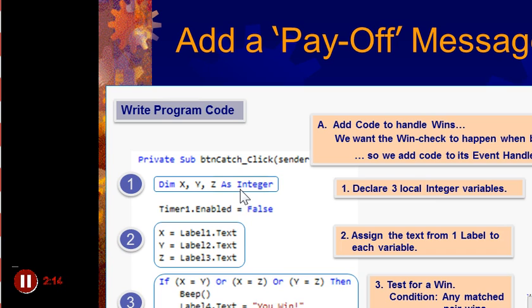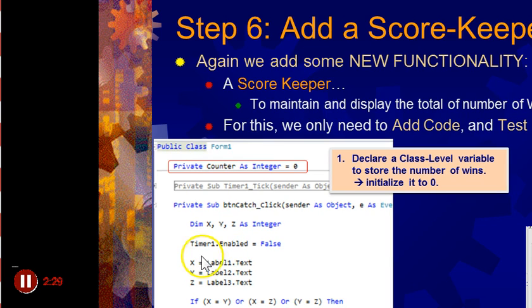So we talked about that in the last video, and here we're setting continue. We'll set it to false. Again, the picture box will then be false, and the timer will be enabled again. And then finally, we add a scorekeeper. Again, we add some new functionality, a scorekeeper to maintain and display the total number of wins. For this, we need only to add code and test.